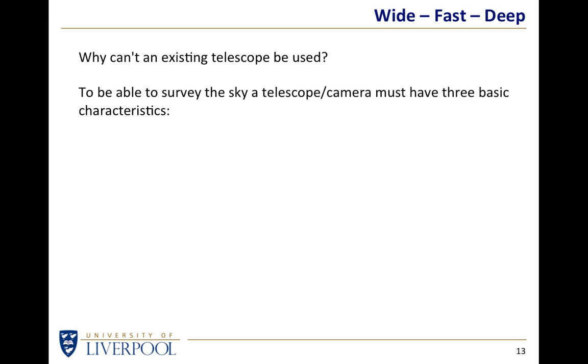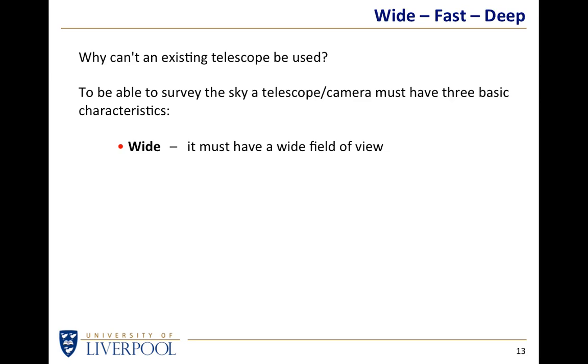The mantra of LSST is wide, fast, and deep. Because we can say, okay, we want to do a survey, we want to see what's out there. Why don't we just pick a telescope we've already got and use that? Well, there are certain characteristics we need of a survey telescope. It must have three basic characteristics, the wide, fast, deep mantra of the LSST.